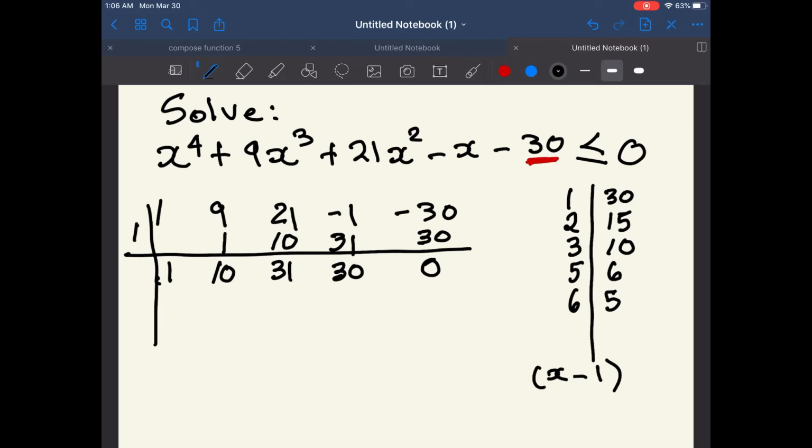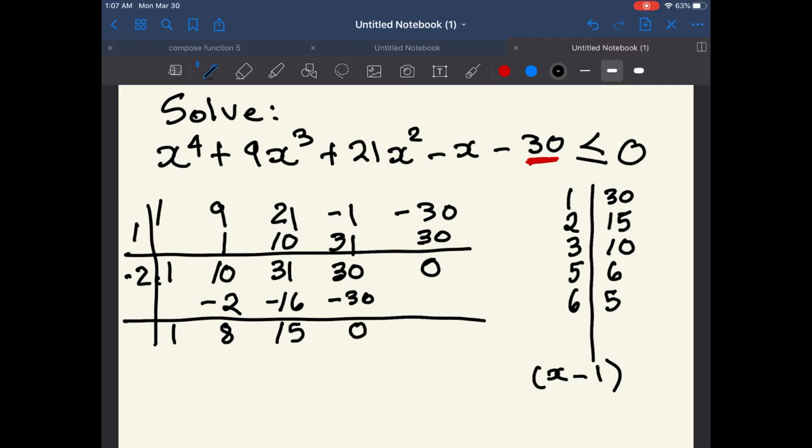Continue with the synthetic division. Maybe you're going to use 2 or -2. I'm going to try -2. You bring down 1, this is -2. When you add here is 8, this is going to be -16. And 31 minus 16 is 15. And when you multiply it is -30, and that is 0, then another factor is x plus 2.